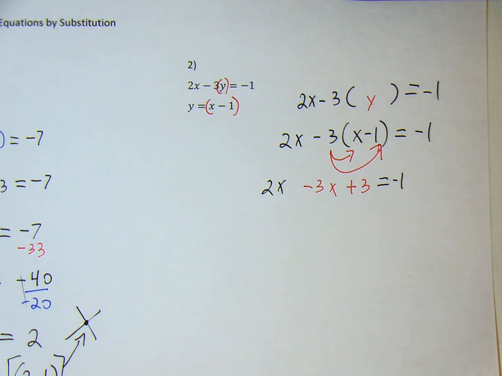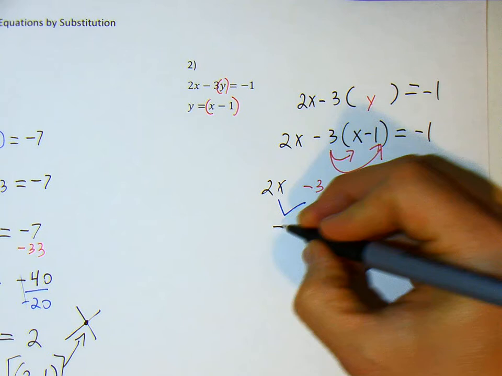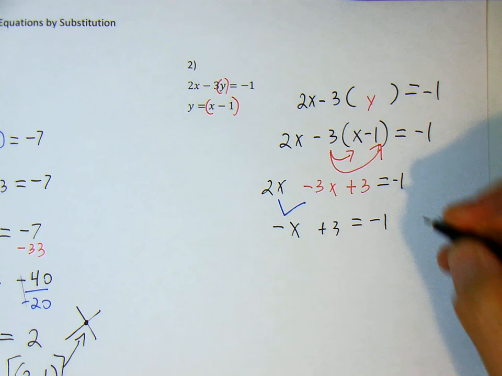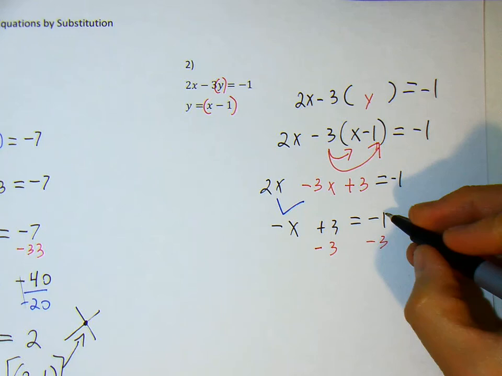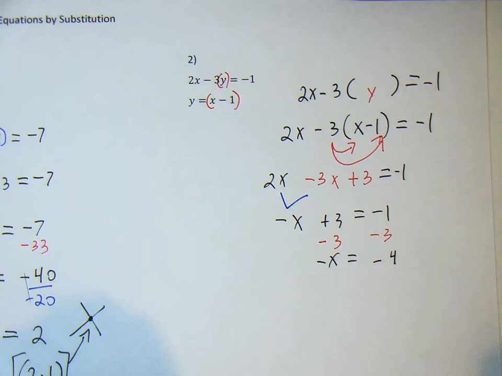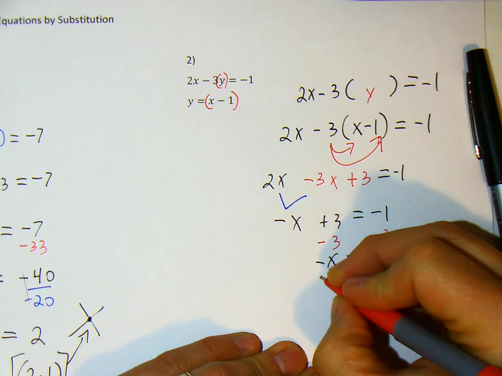Now we can combine like terms. 2x minus 3x will be negative x. And then we have plus 3 is equal to negative 1. All right, so now we can get rid of this 3 right here. The opposite of plus 3 is minus 3 on both sides. And negative 1 minus 3 is negative 4 is equal to negative x. Yeah, we solved it. We solved for x. Not really. We have to solve for x, not negative x. So we can multiply by negative 1 on both sides, and we get x is equal to 4.